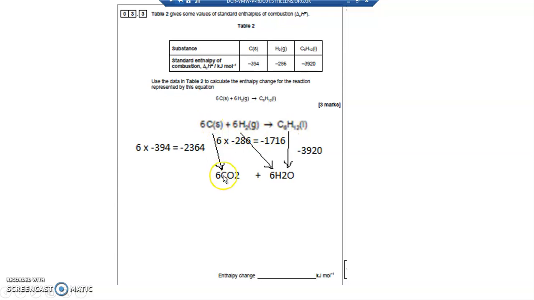So carbon going to carbon dioxide, so enthalpy of combustion will be carbon being burnt in oxygen to make carbon dioxide is minus 394, but that's for one carbon, and I've got 6 here. So to turn carbon into carbon dioxide, it's 6 multiplied by 394, which is minus 2364. Remember, the minus has got to stay in place because it's releasing energy.